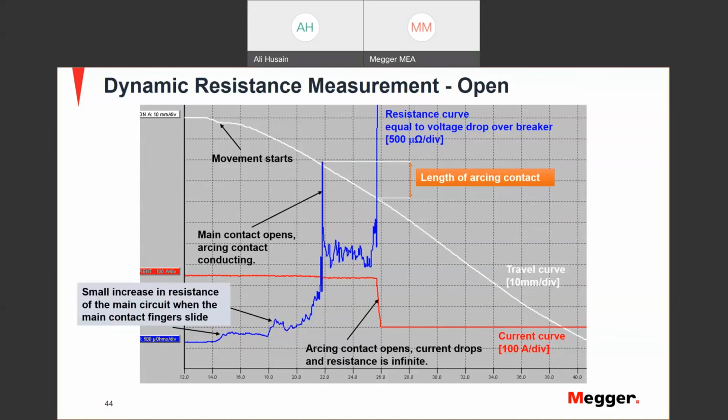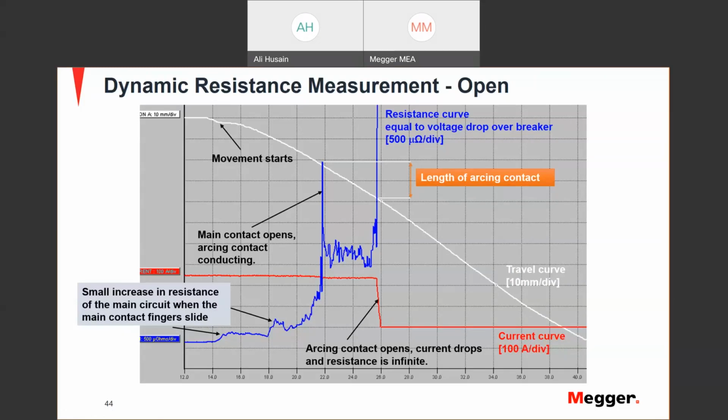If I did this test at the factory acceptance of this breaker, and then after a few short circuit interruptions, I did this test again, if there is any wear in these two contacts, it will be shown in this length here. It can really help you get this information without the requirement to open the breaker to visually inspect it.